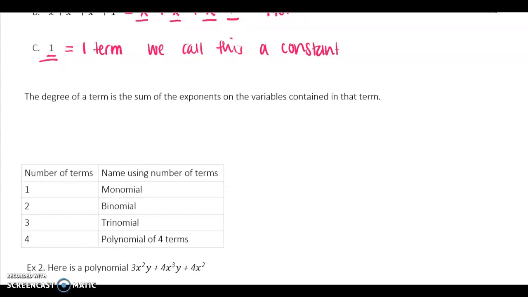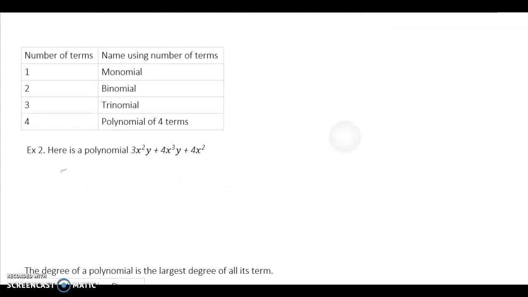Alright, so here we have a polynomial, and it is 3x squared y plus 4x cubed y plus 4x squared. And we're going to go ahead and find the degree of each term. So we have 1 term here, here's another term, and then here's the last term. So I'm going to go ahead and separate this. I'll write that there, that in the middle, and that one all the way over here.